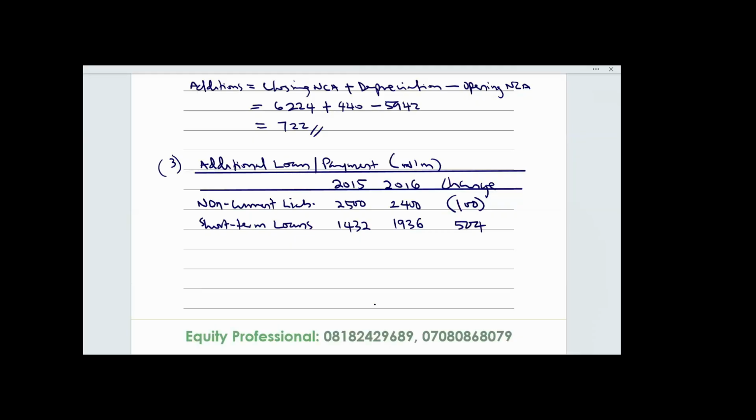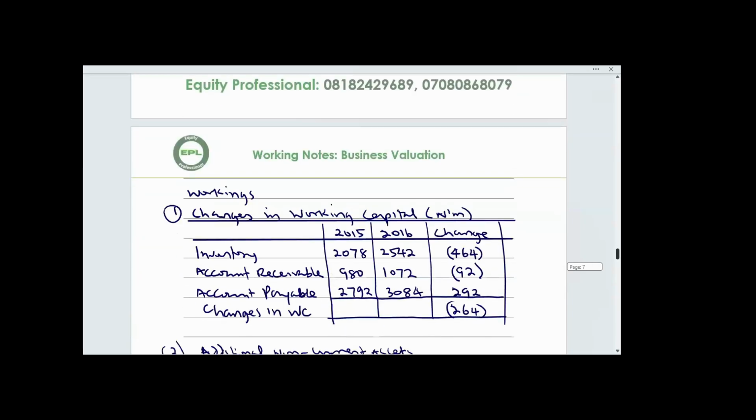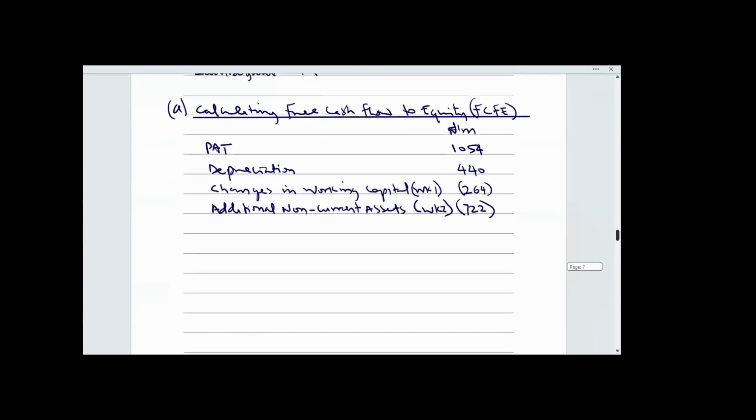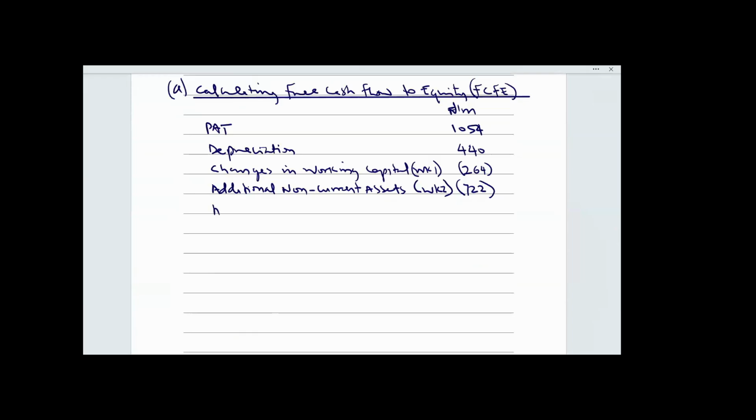This 504 is a positive because more cash has come in. The company has borrowed more money, so more cash has come in. Therefore, find me the difference on the change: 504 positive. So that means there is additional loan, positive. So let's go and account for that. 504, additional loan.